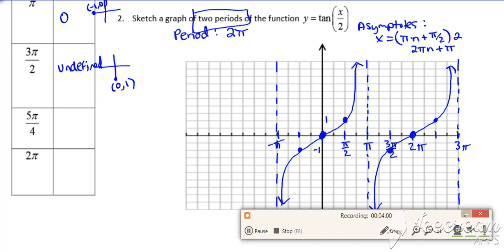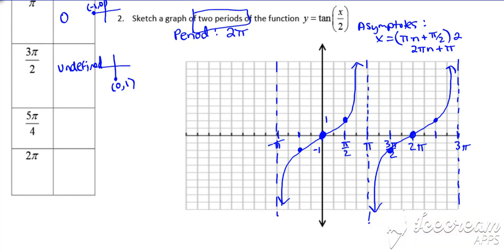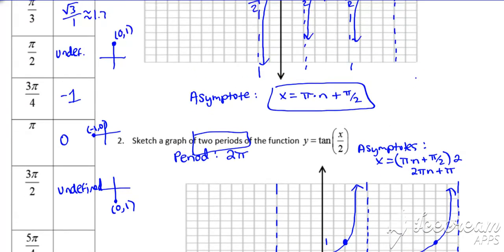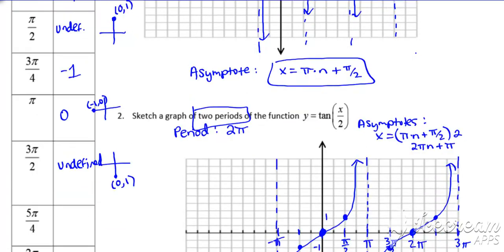So that is what that looks like for a tangent stretch. So we can apply any horizontal transformations to the asymptotes. I think it makes it easier to graph as well. But you can also just apply the points being stretched out that way too.